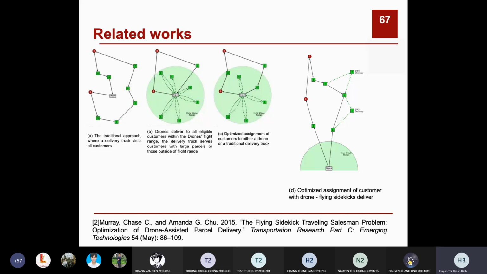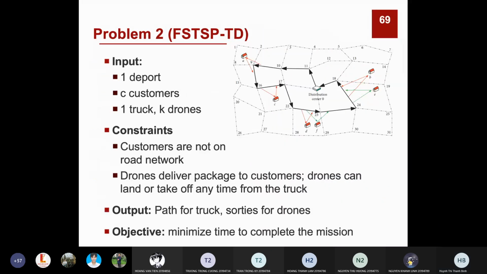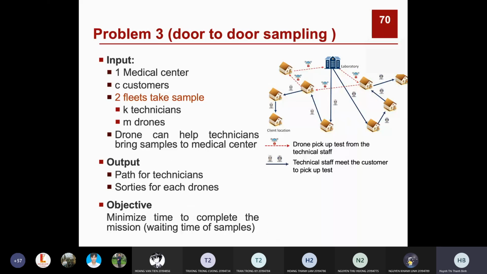combined with trucks or vehicles to pick up something to deliver to the customer. Recently, our research group has been interested in door-to-door sampling to take the test for COVID.